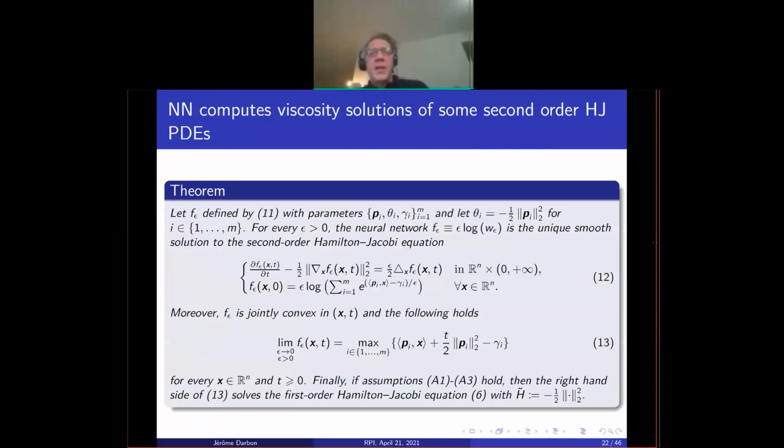And you can prove that the neural network that you created satisfies the following Hamilton-Jacobi PDE with a second order term involving the Laplacian of the solution with respect to the space variable. And here you have the initial data that is given by this function. And it is a very classical technique to show that when epsilon goes to 0, you converge to the classical solution of this Hamilton-Jacobi PDE.